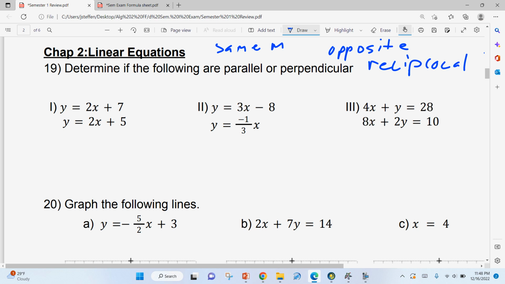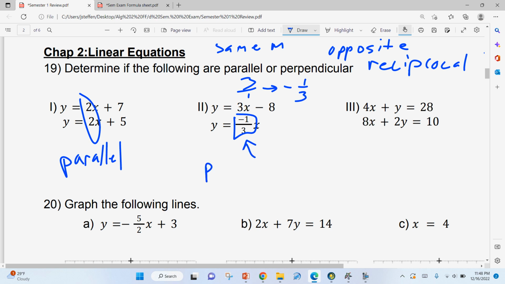So the ones that hopefully are easy are the ones that are in slope-intercept form, so I can already see my slope. That's the same slope, so those are parallel. So this one slope is negative 3 over 2. This slope is just 3, so that means that is 3 over 1. So the opposite reciprocal, it's positive, so the opposite would be negative. The reciprocal would be 1 over 3, which is what we have down here, so that is perpendicular.